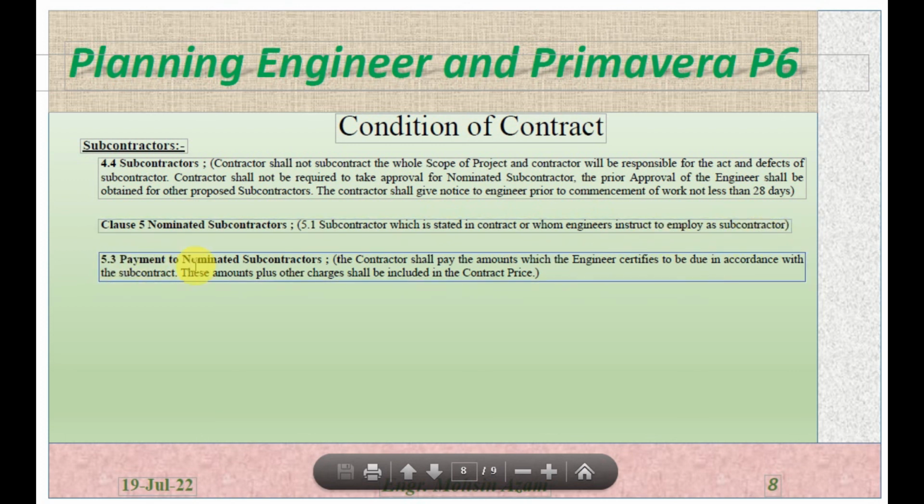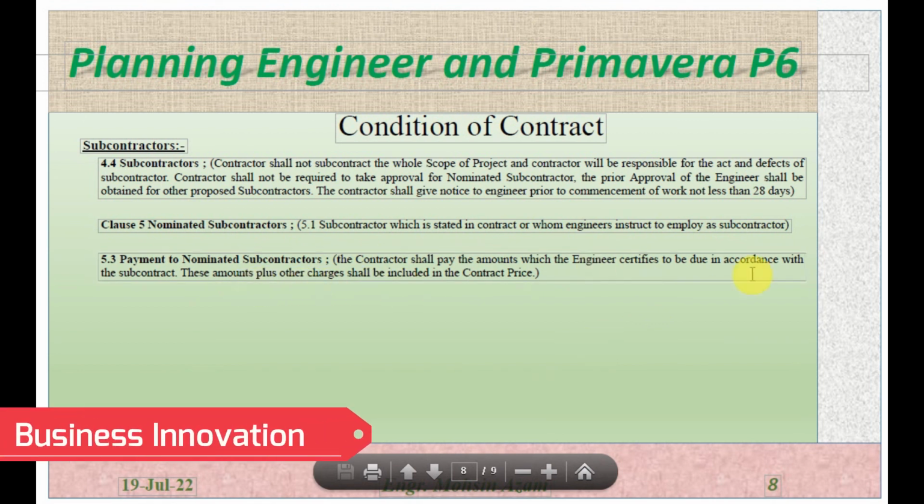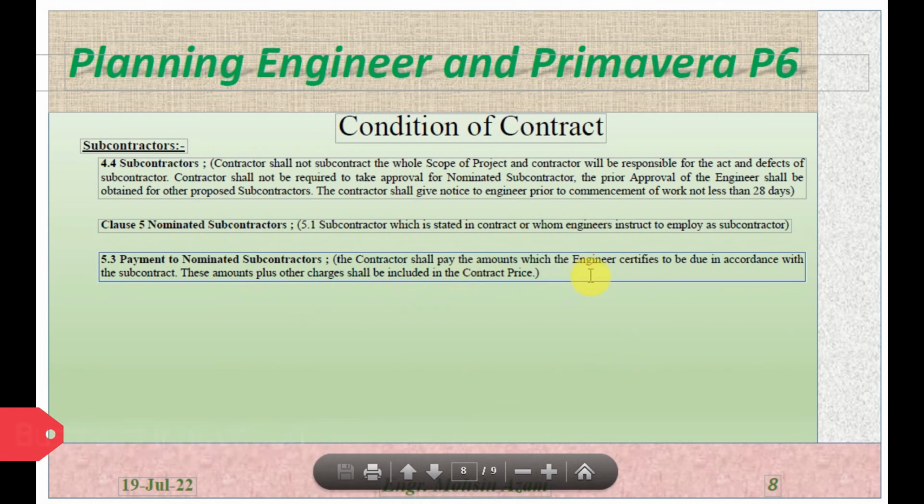5.3 is the payment to nominated subcontractor. The contractor shall pay the amount which the engineer certified to be due in accordance with the subcontract. So the amount for the subcontractor should be paid by the main contractor, and the amount plus other charges shall be included in the contract price. The amount which the contractor pays to the nominated subcontractor will be included in the contract price.